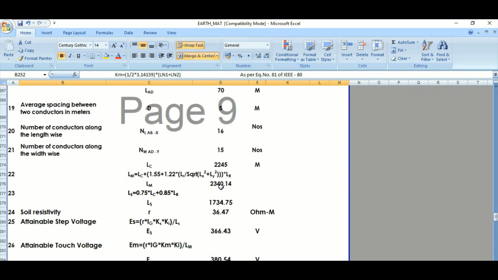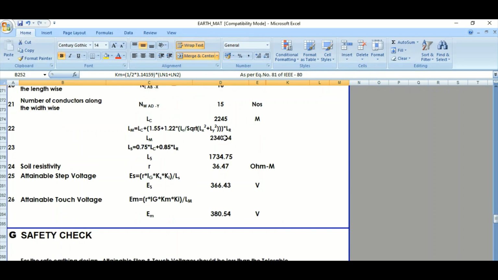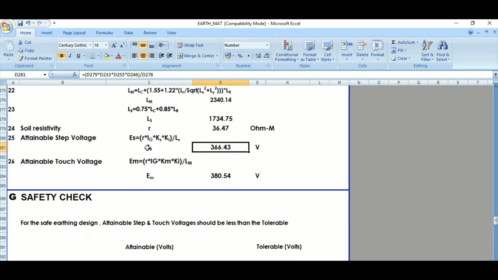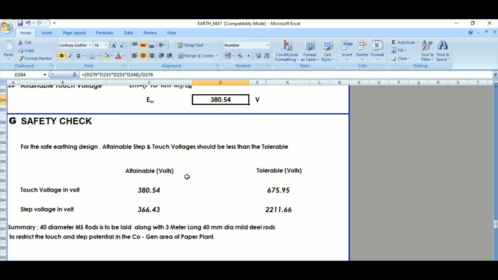I will show you. Yeah, this is the value of Lm, Ls, and R, and this is Es, the step potential. This is the attainable step potential, and this is the attainable touch potential. Em equals 380, 366 is the step potential, and Em is the touch potential. And here, how to check the safety.